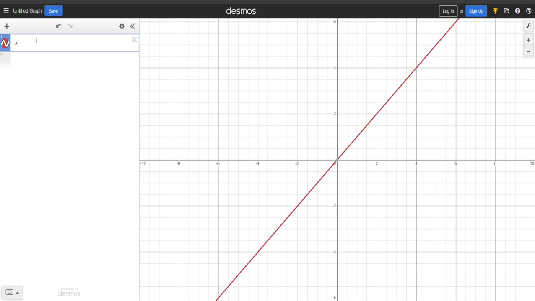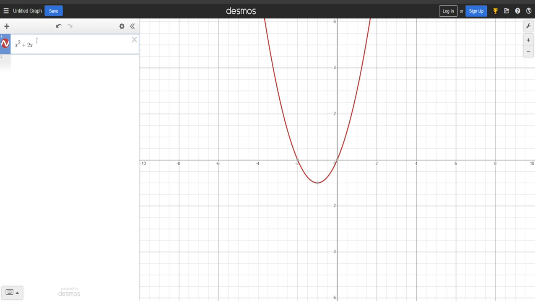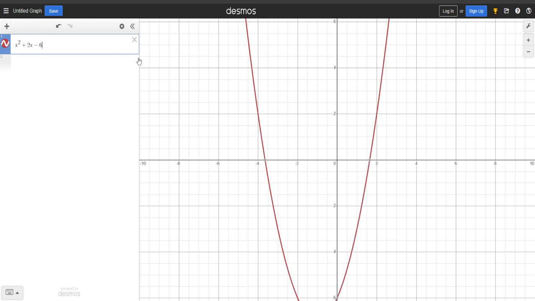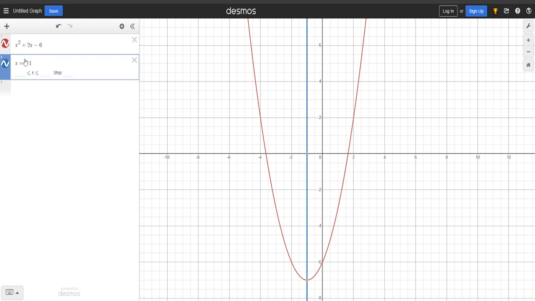So let's say x squared plus 2x minus 6. I'm going to zoom out a little bit so I can see my graph here. I'm going to plot the axis of symmetry as well. X equals negative 1. So I see my axis of symmetry here, and I can see my parabola.